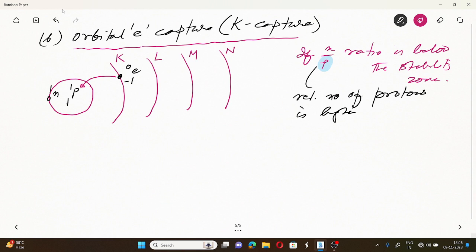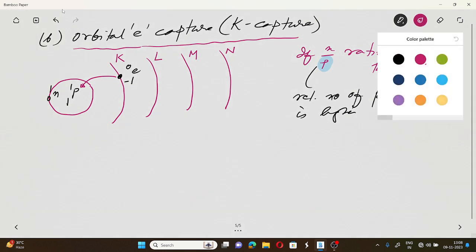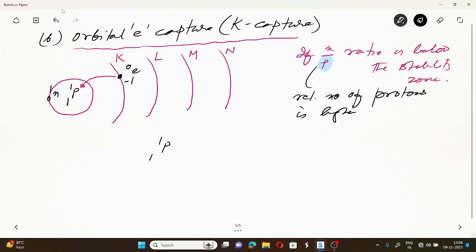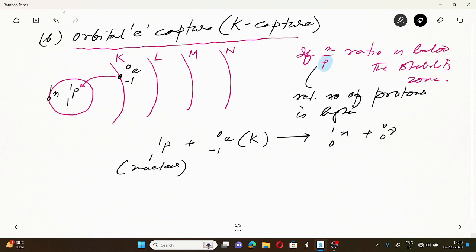The nucleus captures the electron of the K shell, that is, it pulls it into the nucleus. What is being said is that this proton is accepting an electron from the K shell. Okay, this is in the nucleus. This proton is within the nucleus. It is accepting an electron from the K shell and is converted to, see, a neutral species, a neutron. Okay, and a neutrino is emitted during the process to balance the nuclear spins.